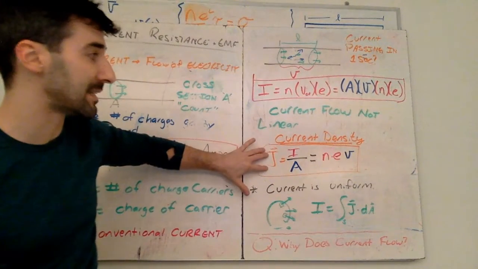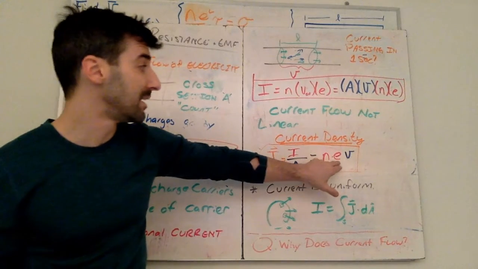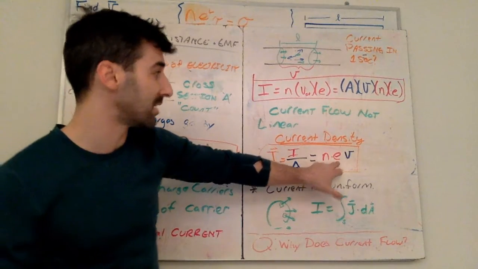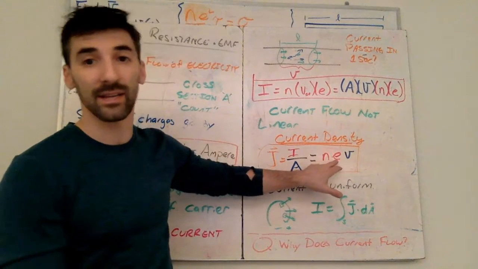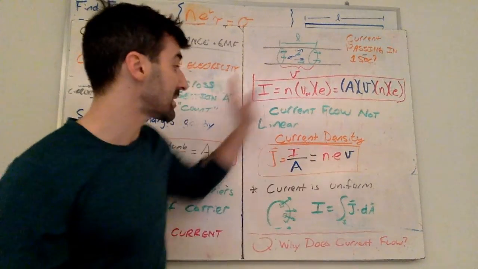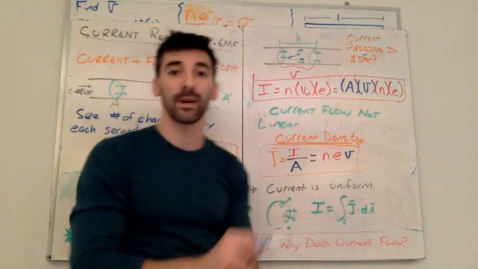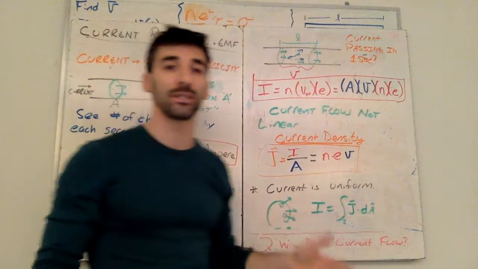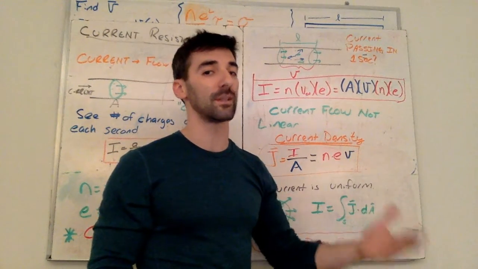So now my current density, J, which is a vector, is my number of charge carriers, N, times the charge of my charge carriers, E, which is typically the charge of an electron or proton, 1.6 times 10 to the negative 19th coulombs, times the velocity those guys are going. Now this works nice and neat as long as current is uniform. Luckily in wires and circuits, current usually is uniform.